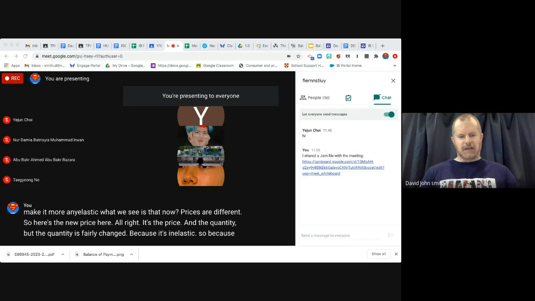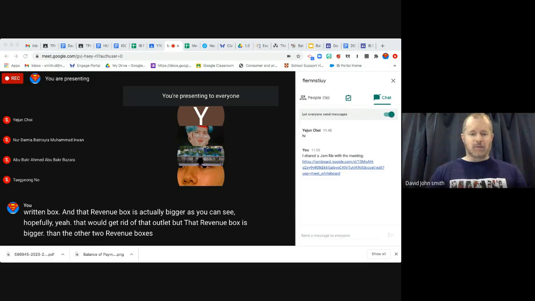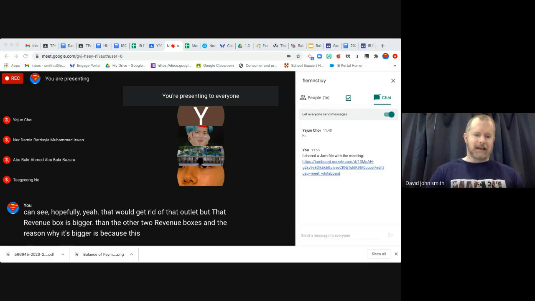So because the quantity is barely changed, but the price has risen, we're seeing a bigger, if I change the color again, I know I've got a lot of colors over the top of everything and I apologize. All right, that is the new revenue box. And that revenue box is actually bigger, as you can see, hopefully. That revenue box is bigger than the other two revenue boxes. And the reason why it's bigger is because this curve is more inelastic.